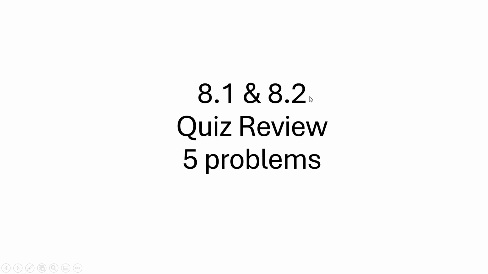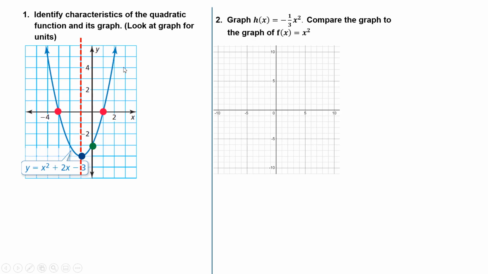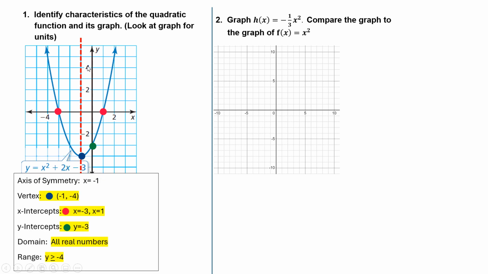All right, guys, we're going to be doing the chapter review for 8.1 and 8.2. Got 5 problems here. And the first one says identify the characteristics of the quadratic function and its graph. Look at the graph for its units. When we look at this, we can see some definite things like the vertex and the axis of symmetry.